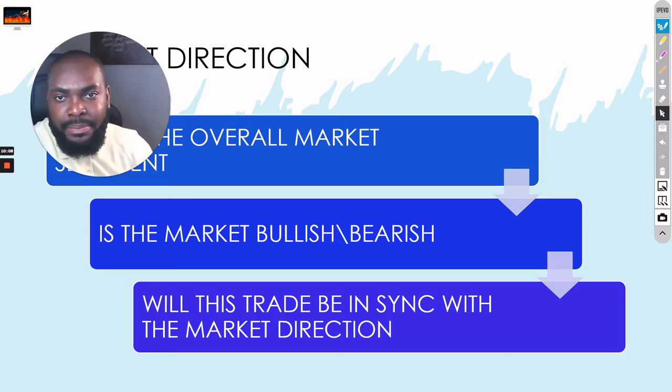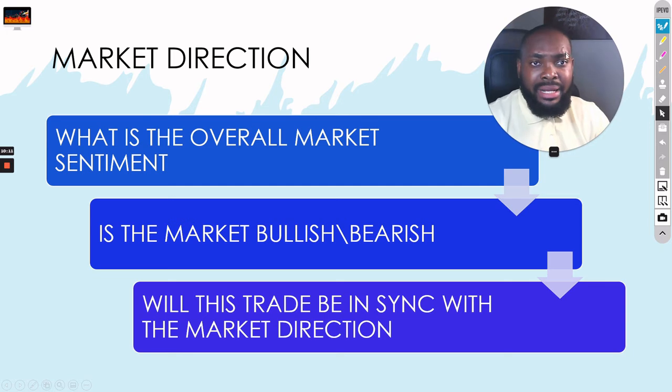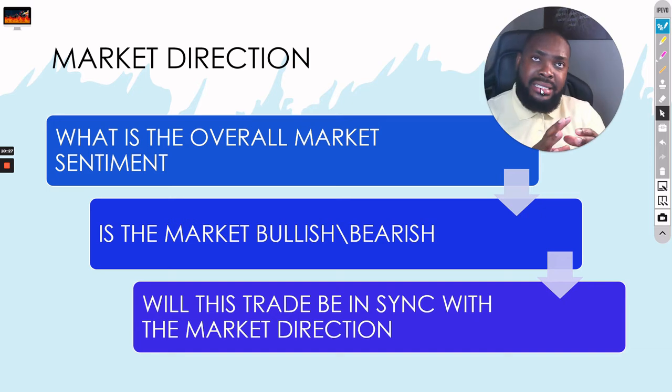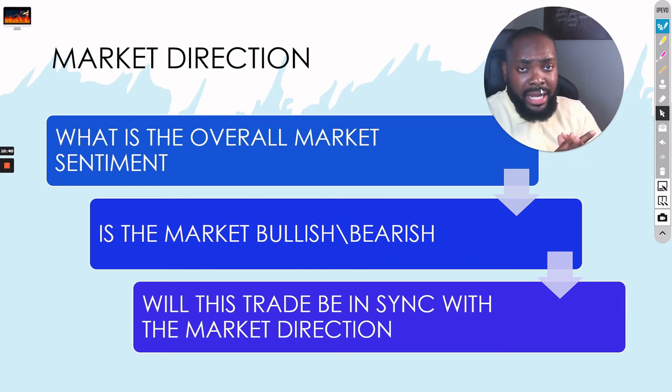All right, so guys, the next part of the actual trading plan is, what is the market direction? Guys, you have to understand the overall market direction when you're incorporating your trading plan, because you want to understand what is the sentiment of the market. Is this trade that I'm crafting going to be in line with the sentiment of the market? Is this trade going to be in a bullish direction, or a bearish direction? You have to identify that and map that in conjunction with the market direction.